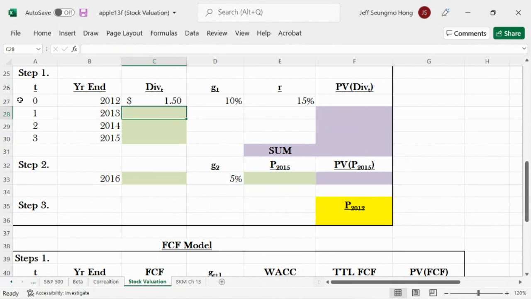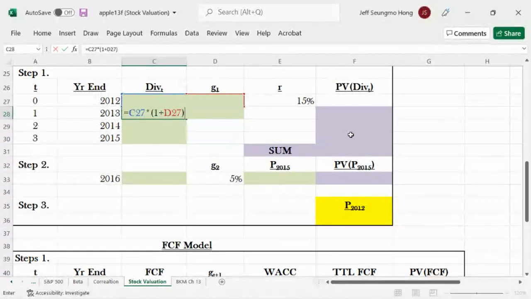So time 0 is end of 2012. Time 1 is end of 2013. And at time 0, it was $1.50, and it grows at 10%. So all we need to do is simply this times 1 plus 10%, raised to 1. You might wonder, do we need to do that? Is it necessary? No, it's not necessary, because when you raise something by 1, it's just itself.